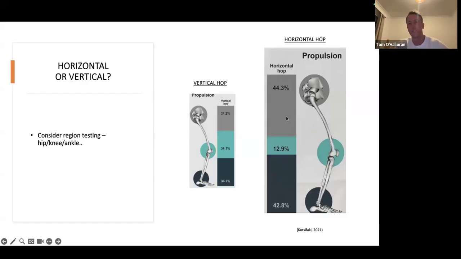So, horizontal or vertical. I talked a little bit about this, but I'll consider the region we're testing. If I'm thinking of assessing the knee, when we look at a horizontal hop, only 13% of the propulsion comes from the knee. Depending on movement strategy, it's generally an assessment of hip propulsion and ankle propulsion. If I was assessing a calf or Achilles, maybe I'd look more at that rebound hop, but I'm just adapting based on the person, and also tissues to an extent.